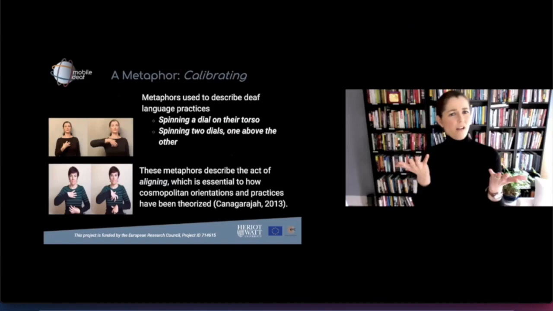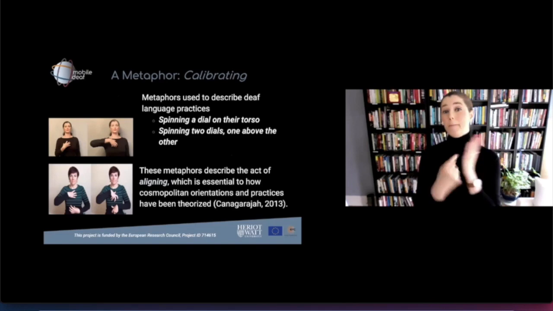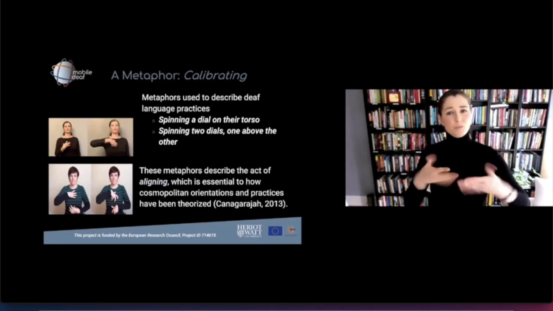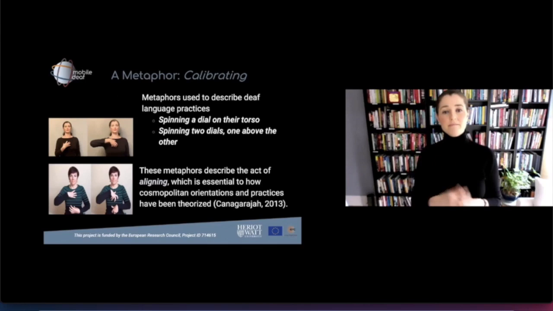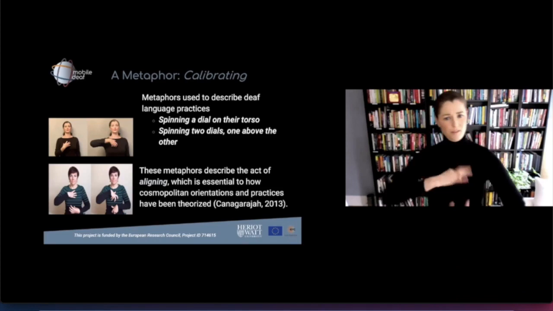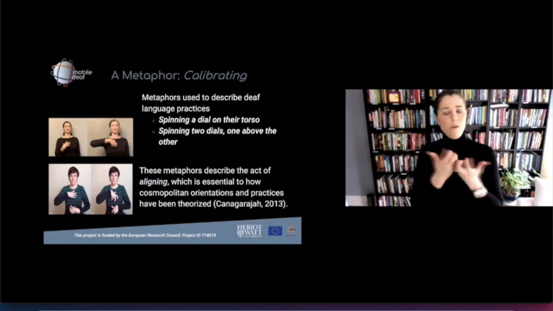So when we talk about calibrating, really this is a metaphor that deaf people use to describe their languaging practices. There are different ways that they sign this concept of calibrating. One is to sign a spinning dial on their torso, as seen in the picture. Or alternatively, they sign two spinning dials, one above the other, on their torso. And these metaphors describe the act of aligning with another person. And this is essential to how cosmopolitan orientations and practices have been theorized.